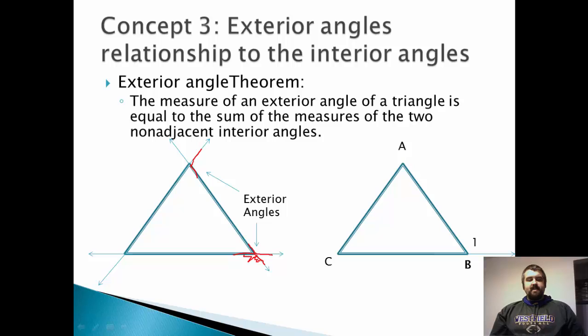Now that we know what it looks like, if I take a quick look, this angle here, this one that I drew in red, is supplementary because it's a linear pair with this interior angle. So that means this angle plus this one here have to add up to be 180.